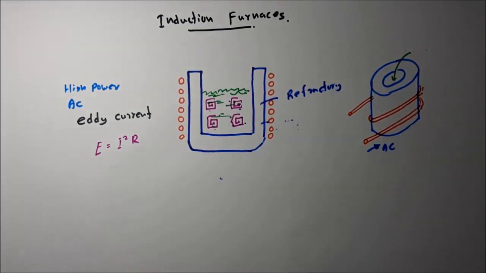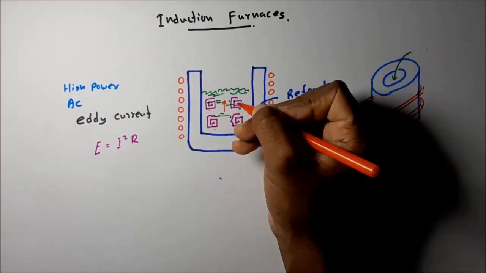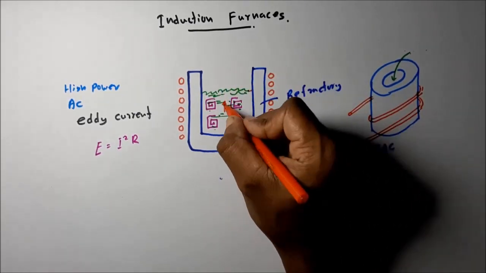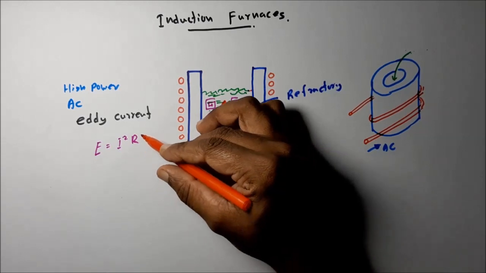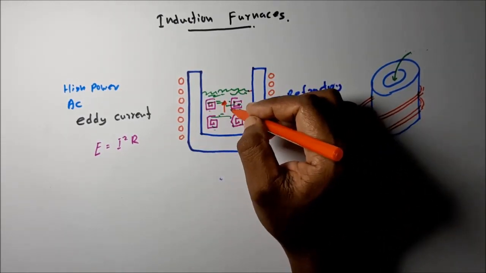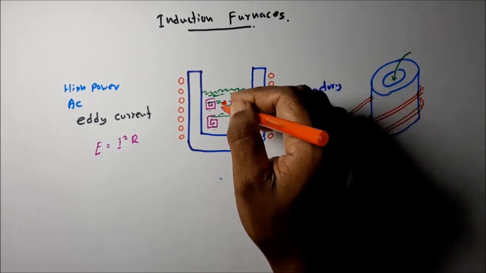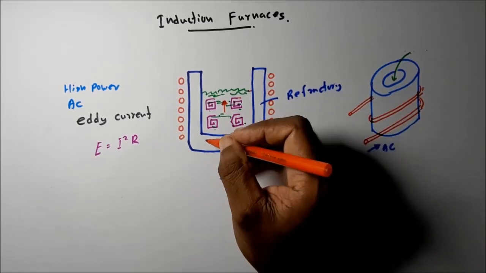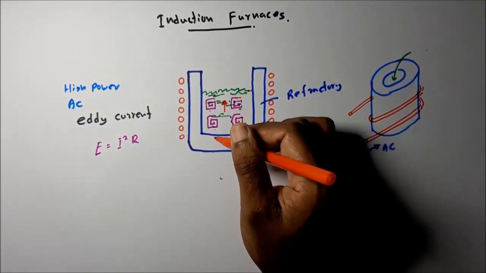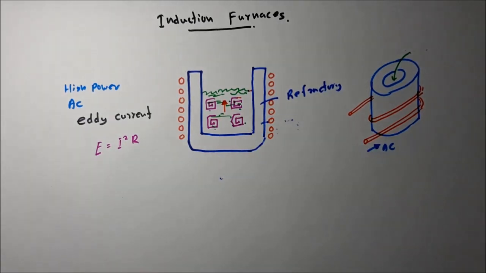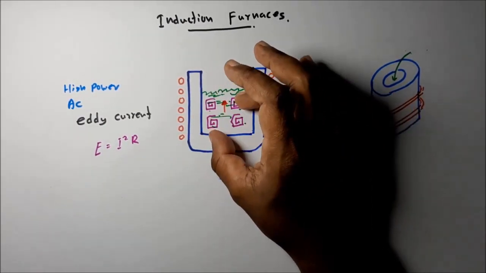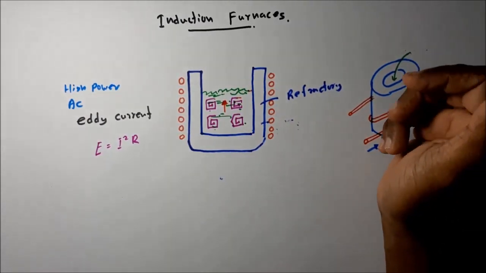So what happens when the heat energy is released? Because of the eddy current flow, the charged material gets heated. The temperature increases gradually. When the temperature increases, the resistance also increases, so the heat generation also increases. When it reaches the melting point, the charged material becomes molten. This is how the induction furnace operates. This is how an induction furnace produces molten metal using electricity.